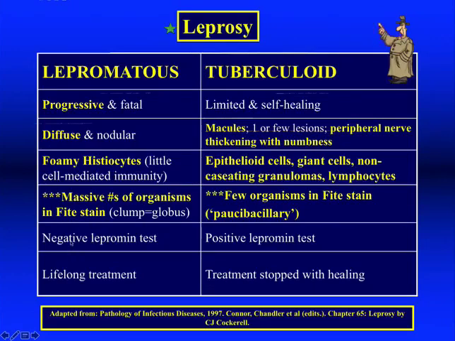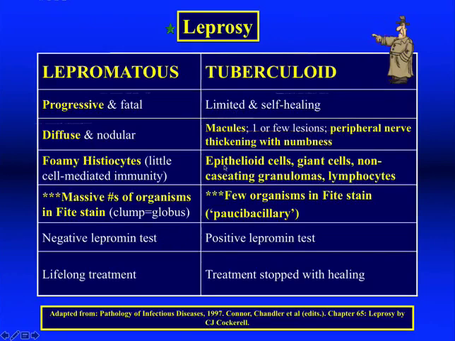And thus, there's a negative lepromine test and lifelong treatment is needed. The tuberculoid is on the other extreme. That's a more limited and self-healing type of disease that produces a lot of macules and peripheral nerve thickening.